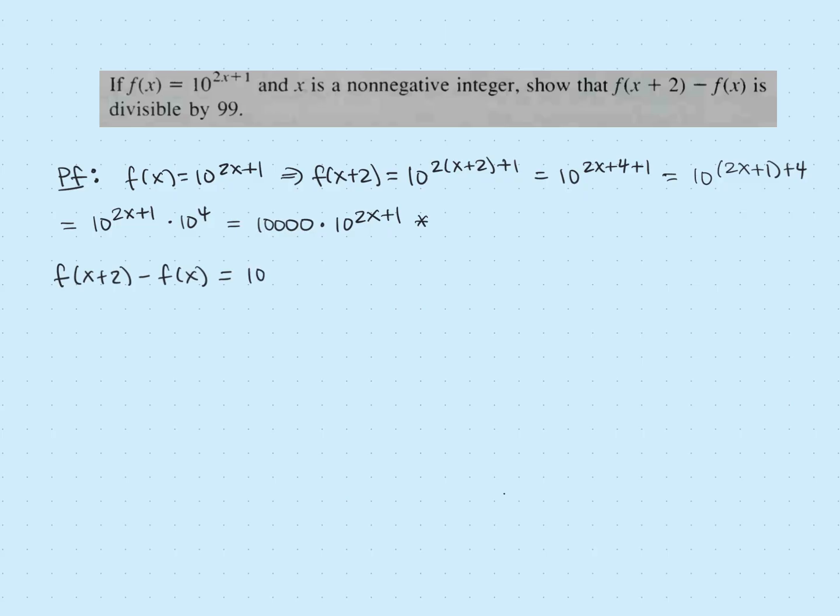So I can just do 10,000 times 10 to the 2x plus 1. And then I subtract f of x, which is 10 to the 2x plus 1. The reason why I wrote it this way is so that I could factor out the 10 to the 2x plus 1. So I'm just going to put it in front. And notice this is just going to be 10,000 times 1. I don't even need to write that. And then over here I have minus 1. Notice if I distribute this back, I'm going to get exactly what I had in the previous step.